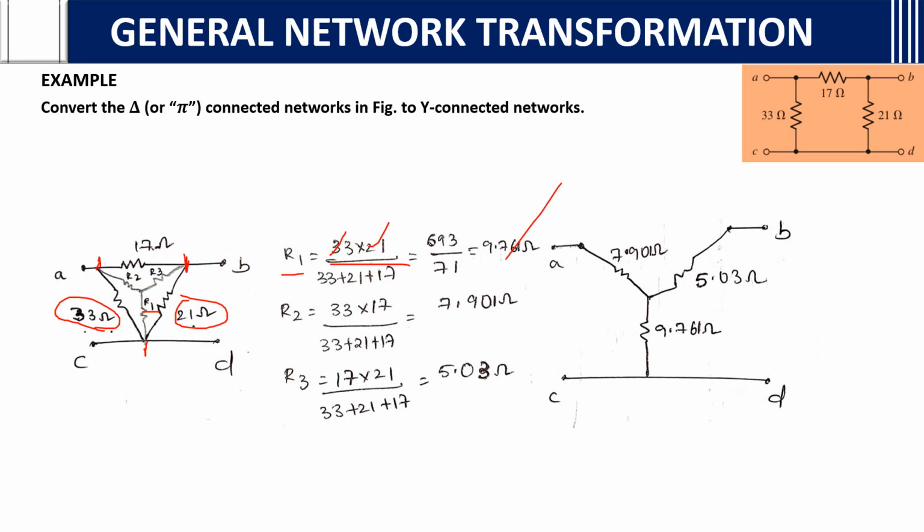R1 value you got. Then R2's opposite resistances are 17 and 33. 17 and 33 product by 33 plus 21 plus 17. The sum is the same. Then you will get the R2 value. In the same way, R3. R3's opposites are 17 and 21. 17 into 21 product by 33 plus 21 plus 17. You get it as 5.03.